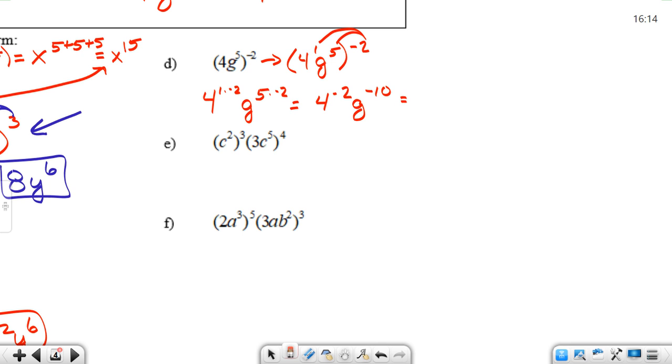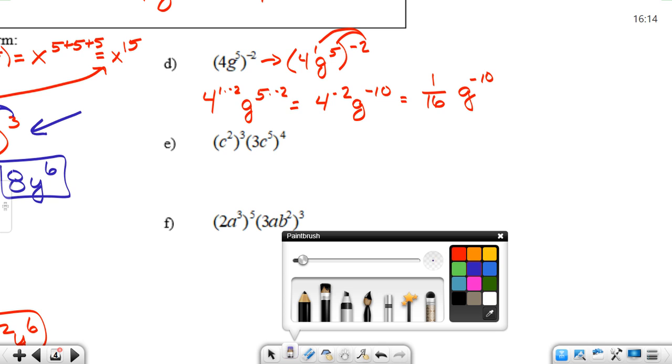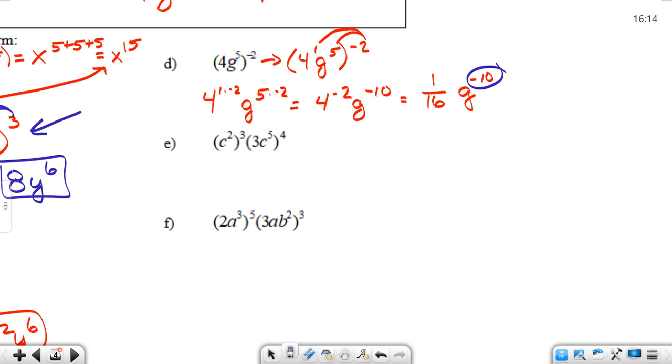Now 4 to the negative 2nd, guys, if you don't know what it is, which a lot of us probably don't right now because we haven't really talked about negative exponents a whole ton yet, 4 to the negative 2nd power is 1/16. Now, if you weren't sure of that, you could pop that in the calculator, and your calculator would tell you that it is 1/16. Now, as much as we would like not to have to leave this negative 10 exponent here, we are going to leave it for right now. We will cover how to take care of that negative exponent in upcoming lessons. But for now, we're going to go ahead and leave it 1/16 g to the negative 10 power.